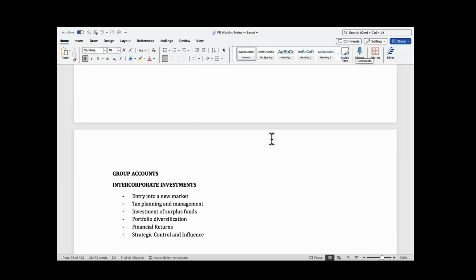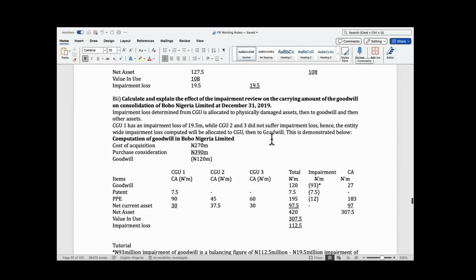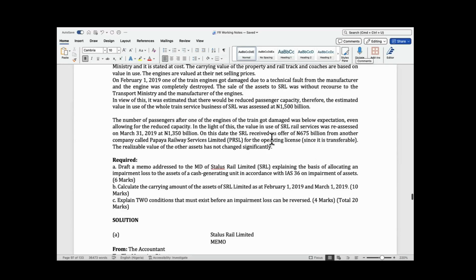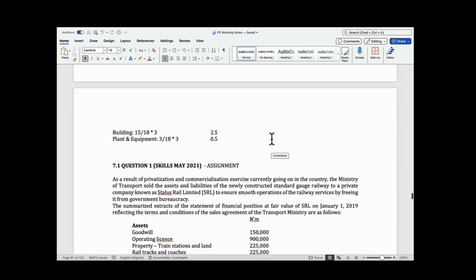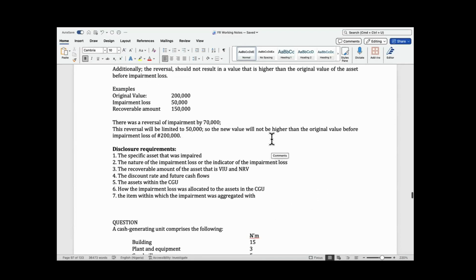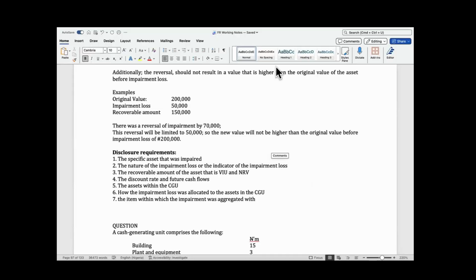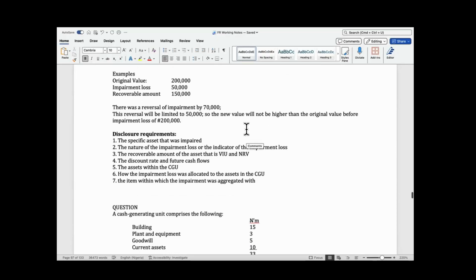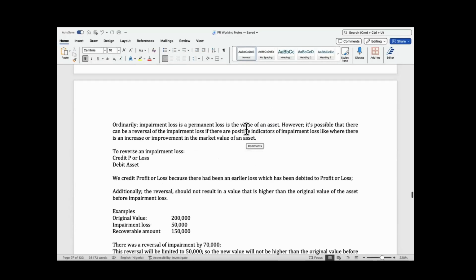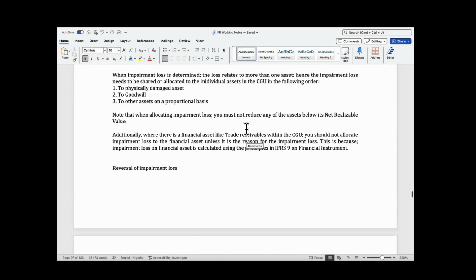But before then, I remember very well that last week we looked at impairment of asset, and I gave you assignments to look at, and quite a number of you did not submit, which is not so good.